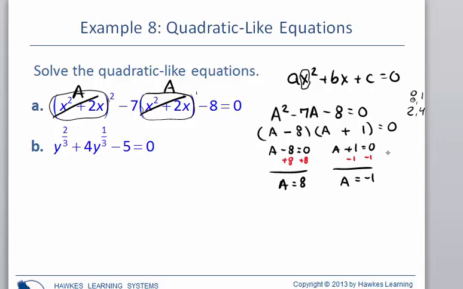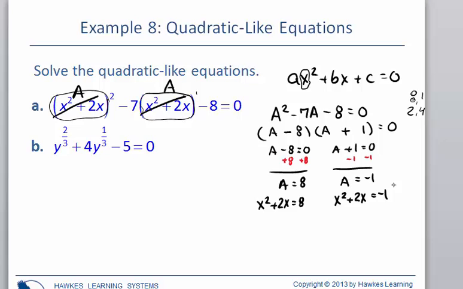Now, once we have solved for the a, we're going to go back and substitute back in for our original variable. So remember that we let a equal x squared plus 2x. So we're now going to say, instead of saying a is equal to 8, we're going to say x squared plus 2x is equal to 8. And instead of saying a is equal to negative 1, we're going to say x squared plus 2x is equal to negative 1. And we're going to work at solving these two quadratic equations.